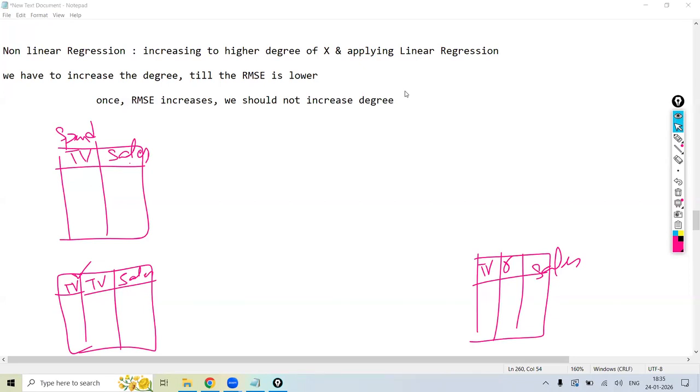Next, Balaji. The degree cannot be a decimal. Integer only. We have the quadratic equation, cubic equation like this. But we do not have decimal-degree equations. Understood, Balaji?